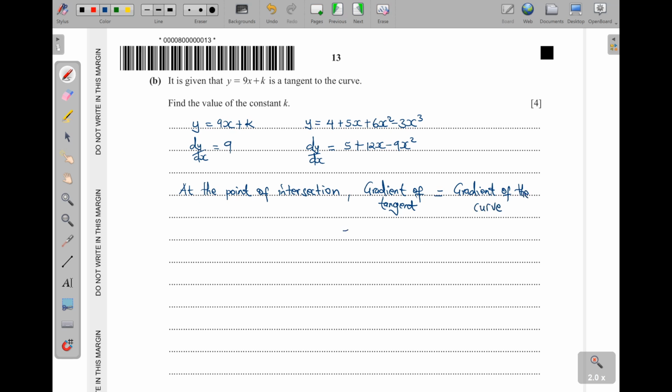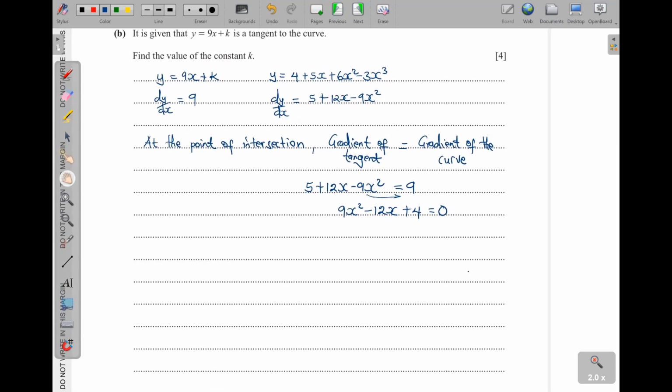So therefore, 5 + 12x - 9x² is equal to 9. Rearranging this, we can have 9x². When I take this to this side, I want the coefficient of x² to be positive. Then -12x, and then 9 - 5, we shall get a 4, which is equal to 0. Then we solve this quadratic here.